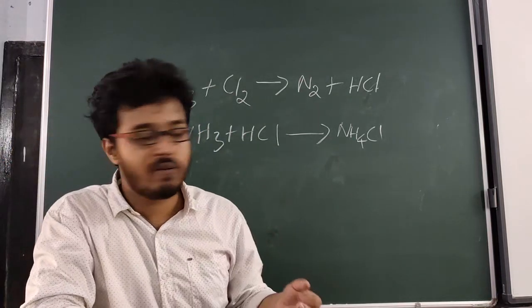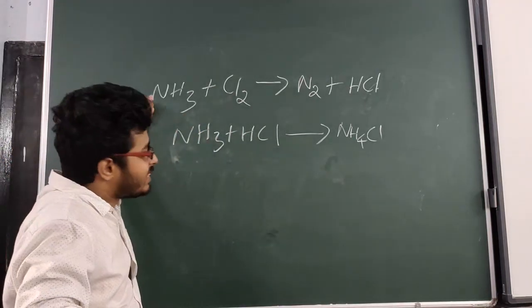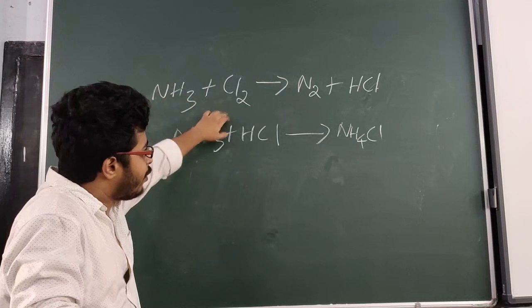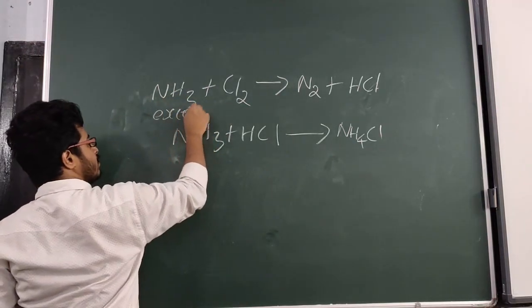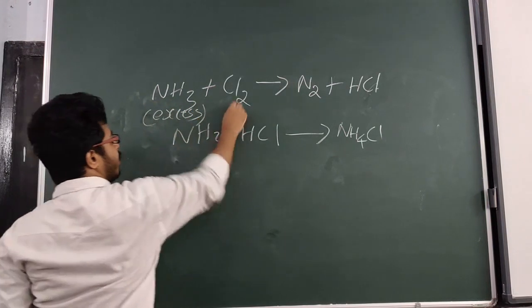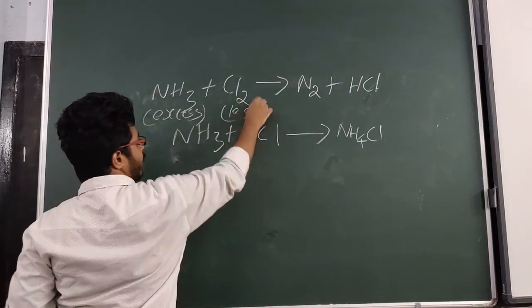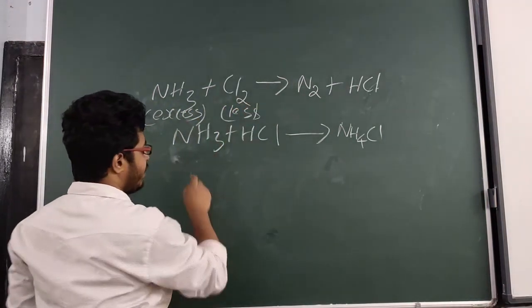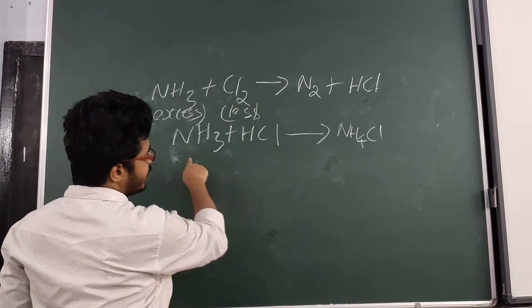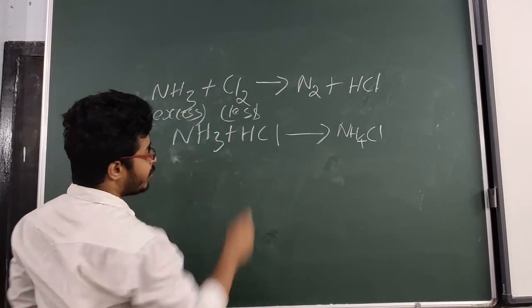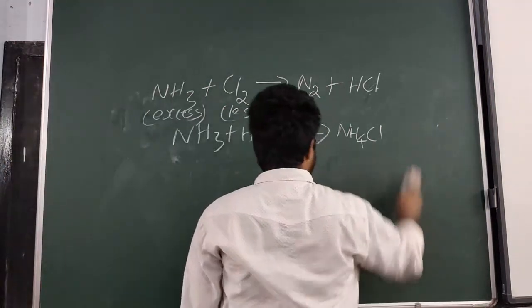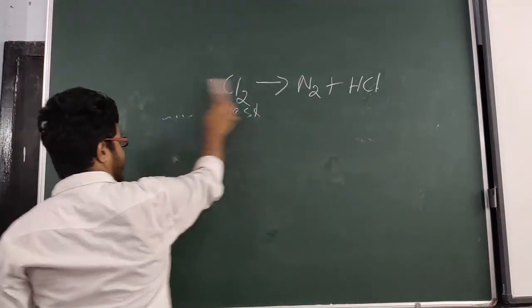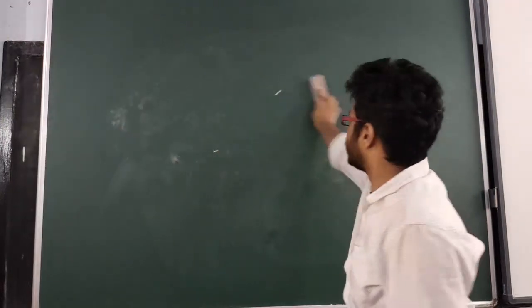So if you are taking excess ammonia and less chlorine, the products are N2 and HCl, and the HCl that is formed will react further with ammonia to produce ammonium chloride, with N2 as the side product. Actually, this reaction is not that important. The reaction that you have studied before is the next reaction.